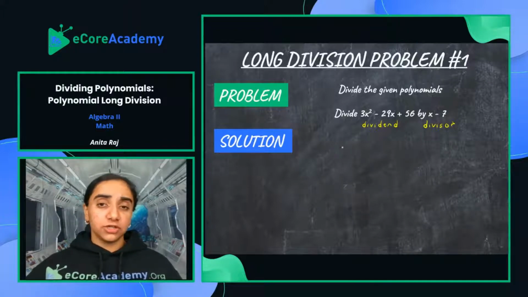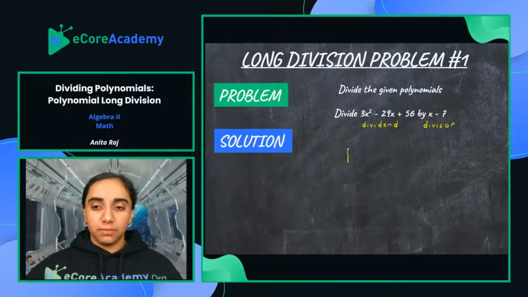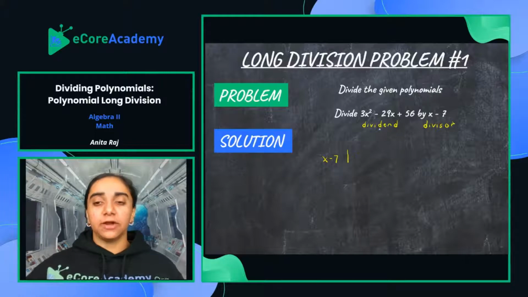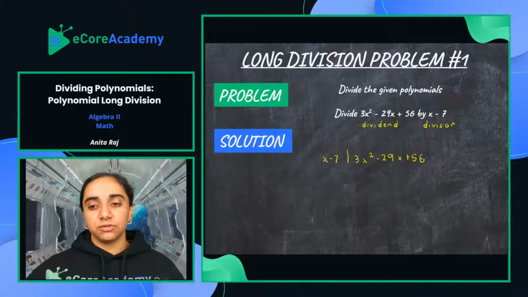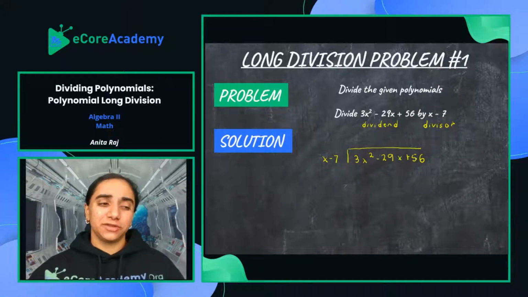So just like we had that little division bar thing, we're going to set that up, and we're going to put our divisor on the outside. In this case, our divisor is x minus 7. So we're going to write x minus 7 on the outside, and then on the inside, we're going to write our dividend as we usually did. So that was 3x squared minus 29x plus 56. So we're going to treat these as though they were those numbers we were just working with without any variables in them, although these are polynomials, so they are different.